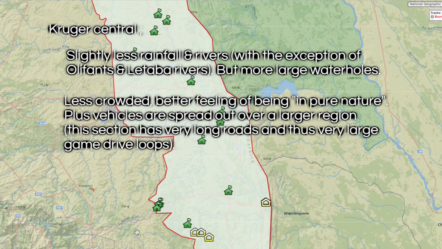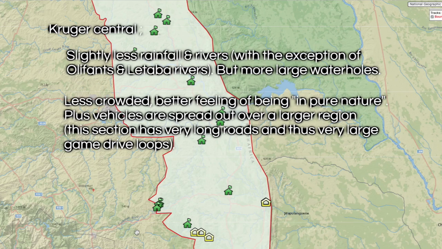But there's also less daytime visitors, as there's less entrance gates. You see, there's only Phalaborwa and Orpen Gate. Now, Phalaborwa is a mining town. It's not the nicest area to stay. There are some accommodation options there, but they are rather basic. So people tend to avoid that area a bit when it comes to tourism, which is understandable.